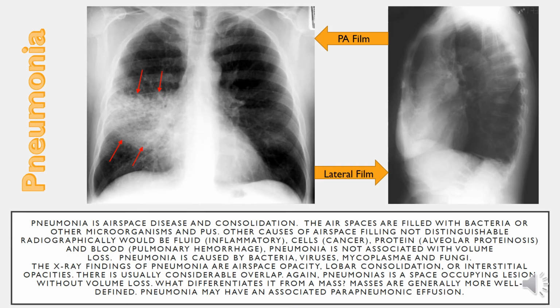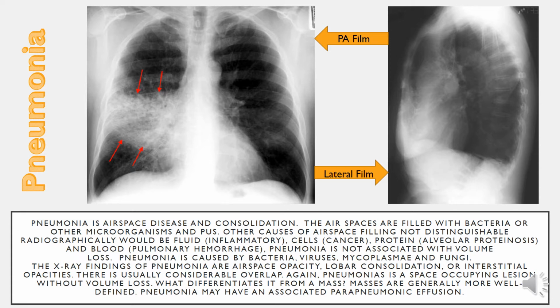Pneumonia is airspace disease. Consolidation. The airspaces are filled with bacteria or other microorganisms and pus. Other causes of airspace filling, not distinguishable radiographically, would be fluid, inflammatory cells, cancer, protein, alveolar proteinosis, and blood. Pulmonary hemorrhage. Pneumonia is not associated with volume loss.